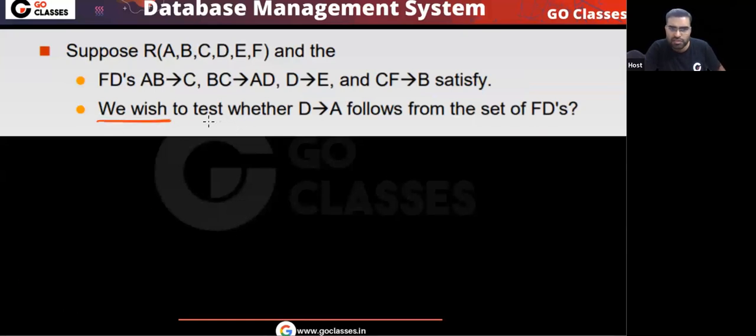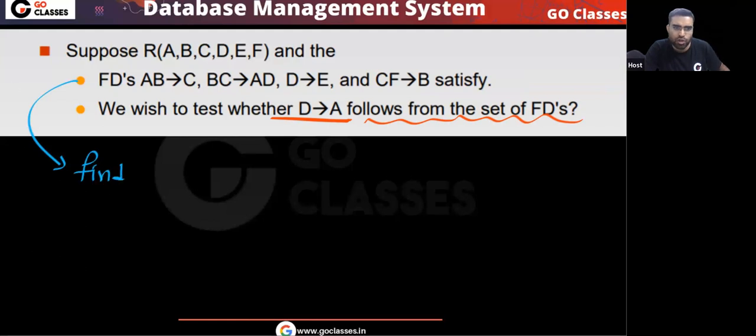We wish to test whether this FD follows from the given set of FDs or not. In this given set of FDs, what will you find? You will find what D can determine. You will find the D closure. So the D closure will be D, and D can determine E.